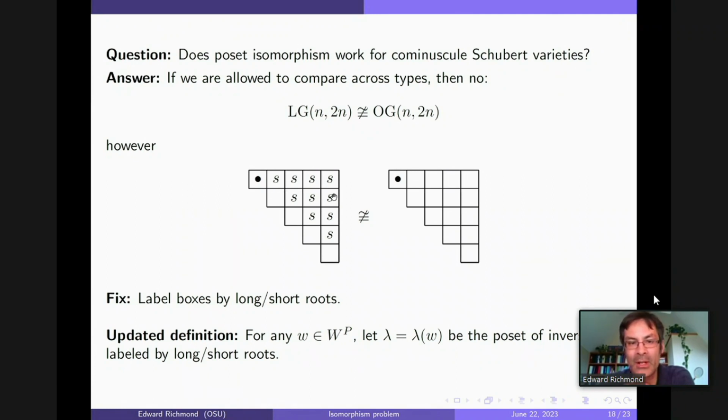So I'm going to look at these. Now what I get is, instead of a poset, a labeled poset. So, updated definition: we're going to let lambda be the poset of inversions labeled by long and short roots. If I do this labeling, then these are no longer isomorphic as labeled posets. These are all labeled long. Most of these are labeled short.